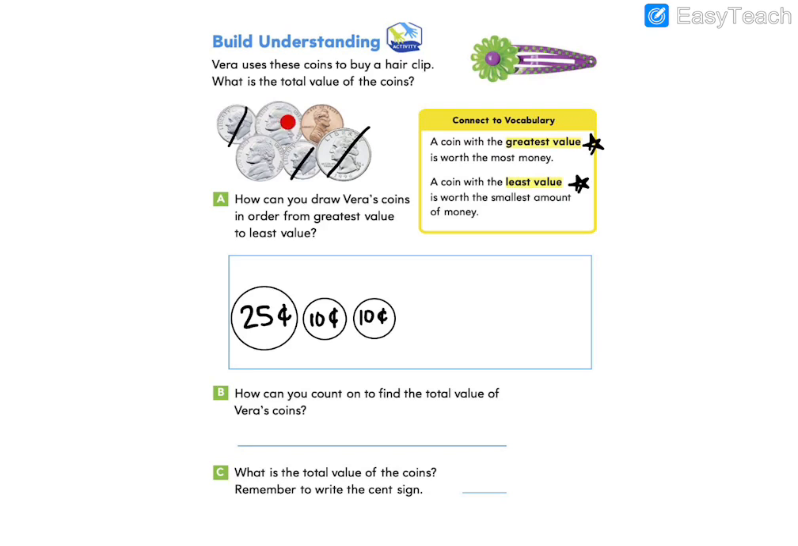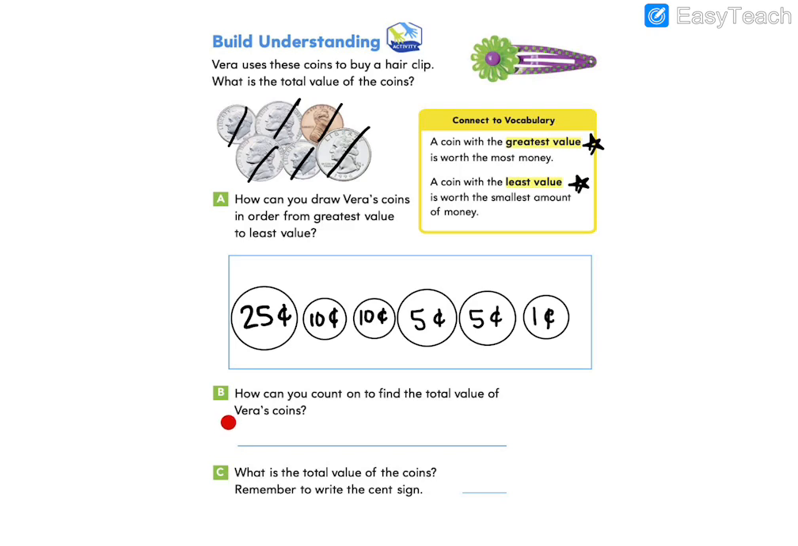Now I'm left with nickels and a penny. I know a nickel is worth 5 cents, so it's greater than a penny. I'll go ahead and draw my nickel and label it with 5 cents. Because I have two, I have to draw a second one. And finally, I have my one coin left, which is my penny. And my penny is worth 1 cent.